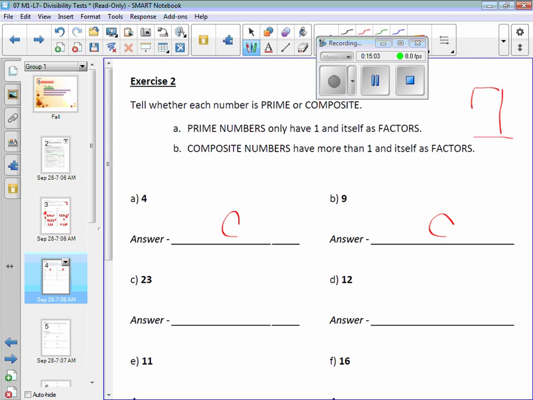23, will 2 go into it? No. What about 3? 4? 5? 6? 7 or 8 we don't care about in this case. What about 9? 10 work? Prime. 12. Always start with 2, because maybe you don't need to go any further. Will 2 go into it? Yes. Composite.